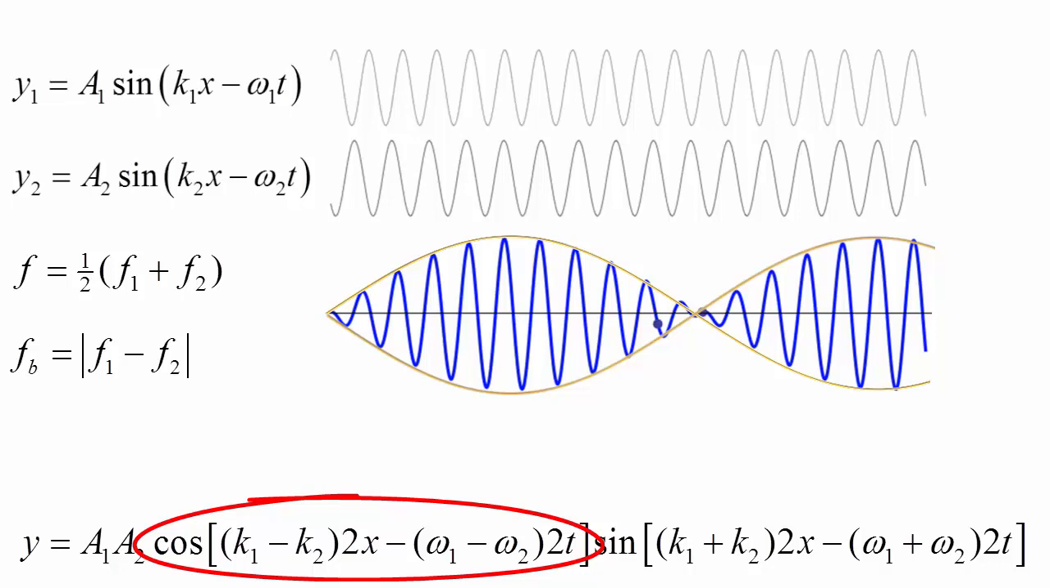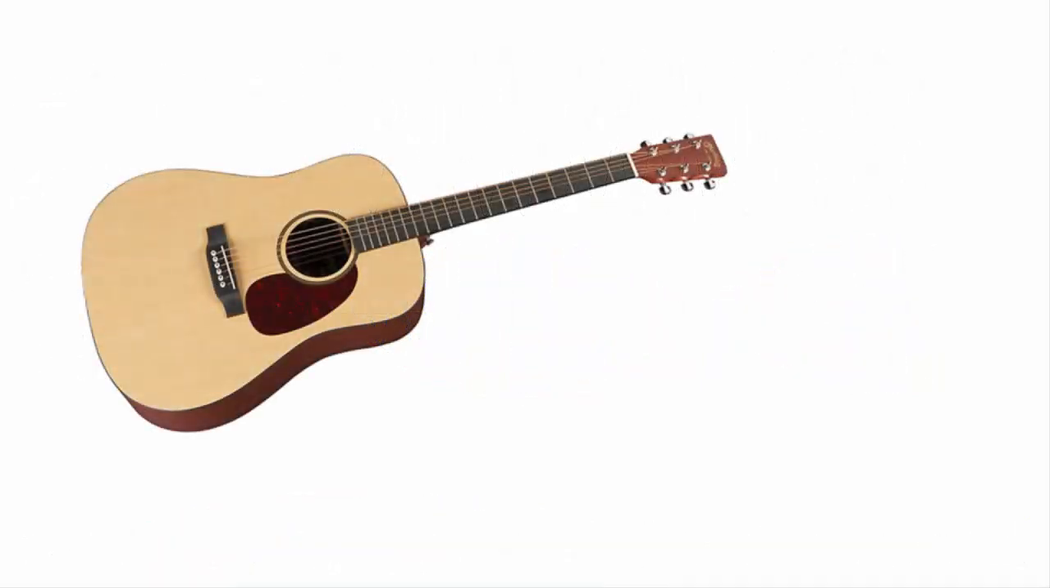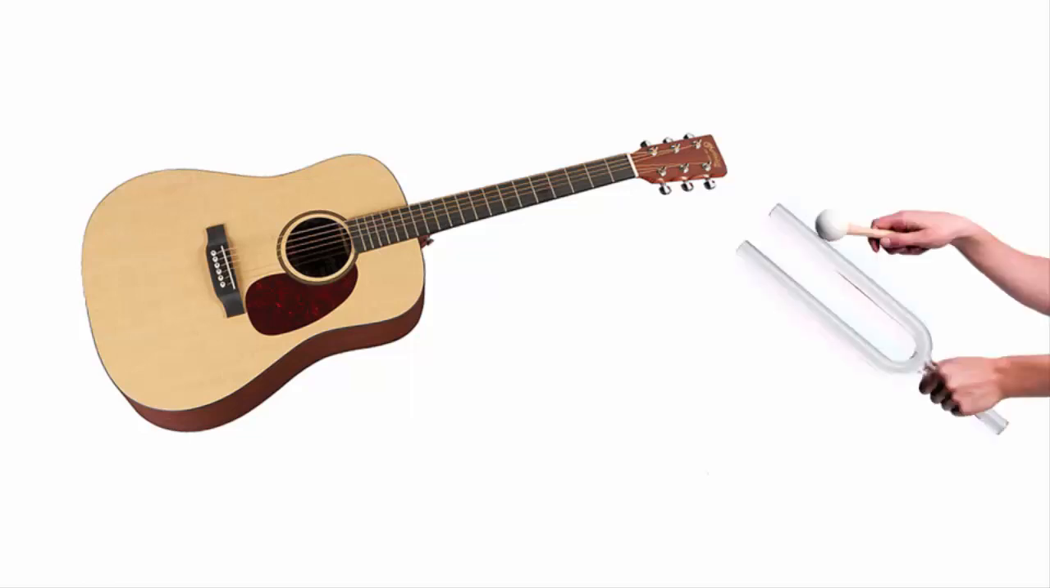One of the applications of using beat frequencies is in the tuning of musical instruments. Take for example a guitar string that needs to be tuned. In order to tune it, we first need to know what frequency of the note it is. We can do this by comparing the sound wave of the guitar string with that of a known frequency, for example from a tuning fork.